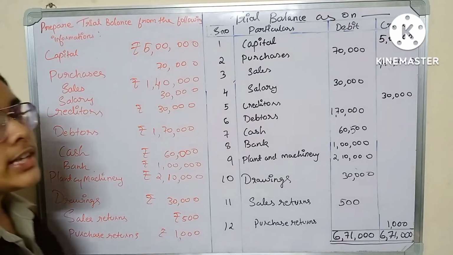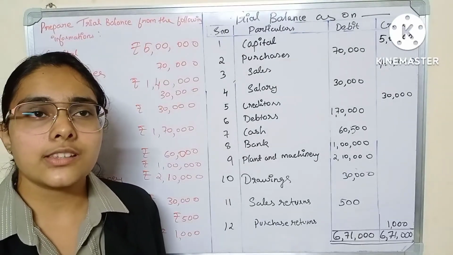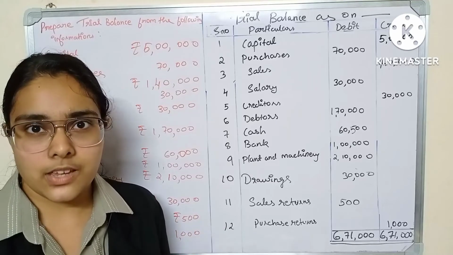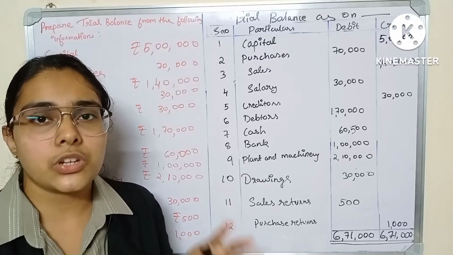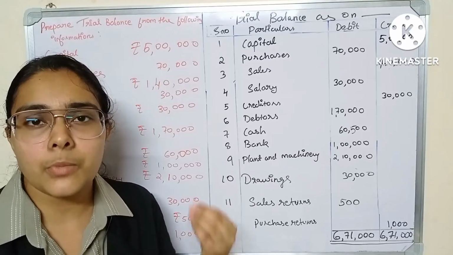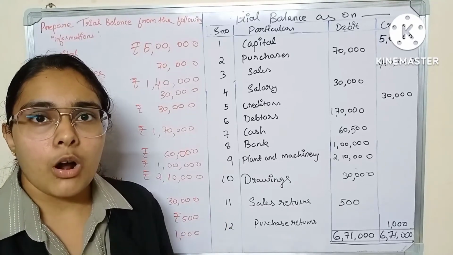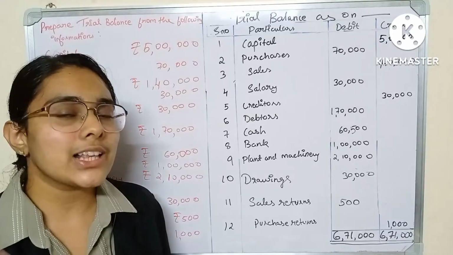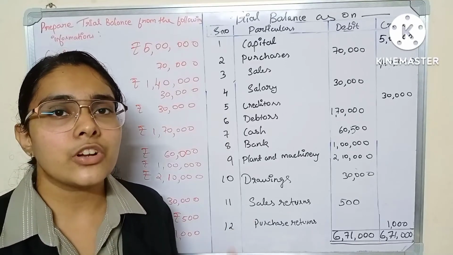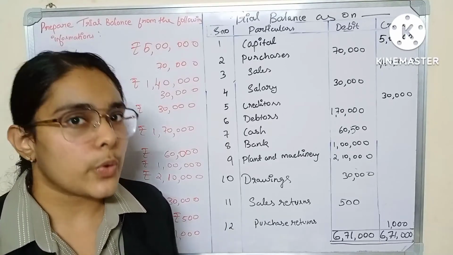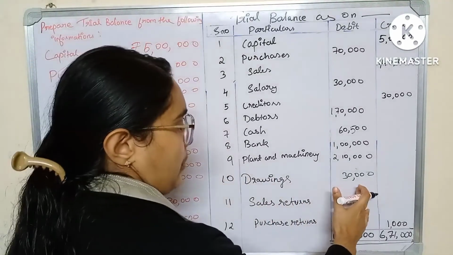Drawings you can consider as another category of account. It's similar to your expense. It has a debit balance. It reduces the capital. It shows a reduction in capital, or the owner has withdrawn some money from capital for his personal use. So drawings always has a debit balance. If capital has a credit balance, then drawings is just the opposite of capital. So drawings will have a debit balance, whereas capital will have a credit balance. Since drawings has a debit balance, you can write it on the debit column.